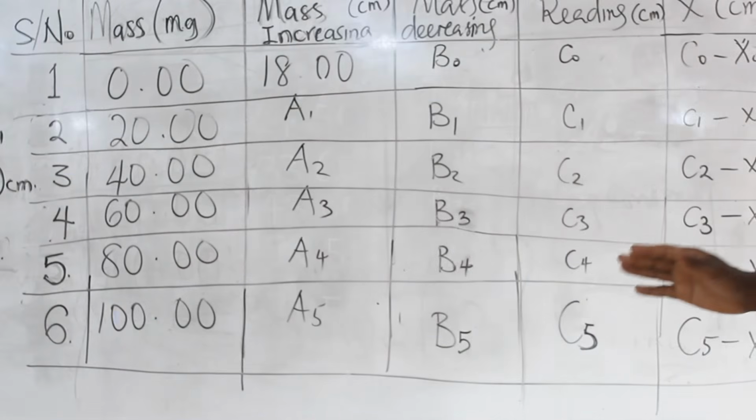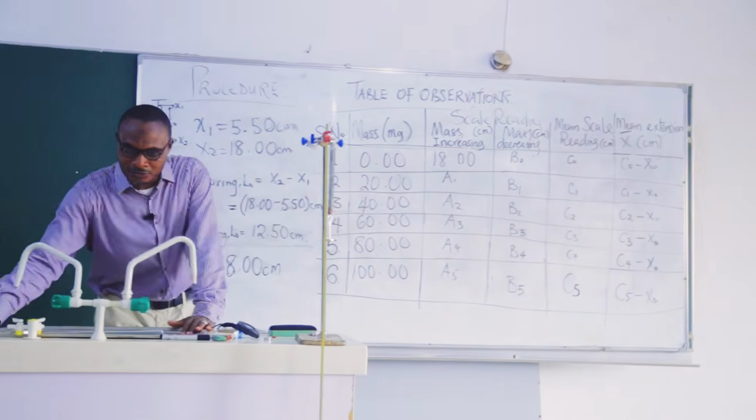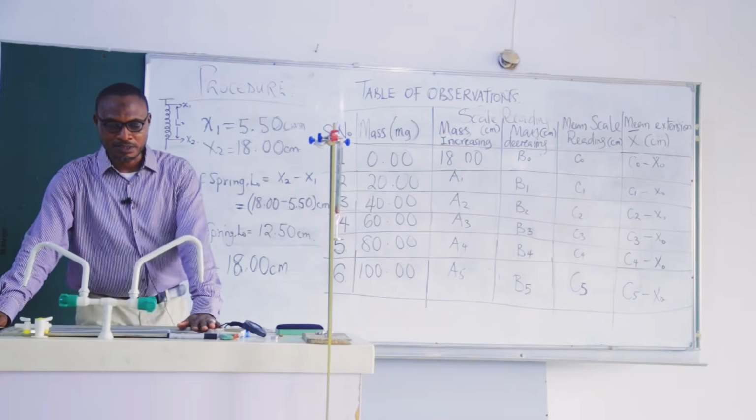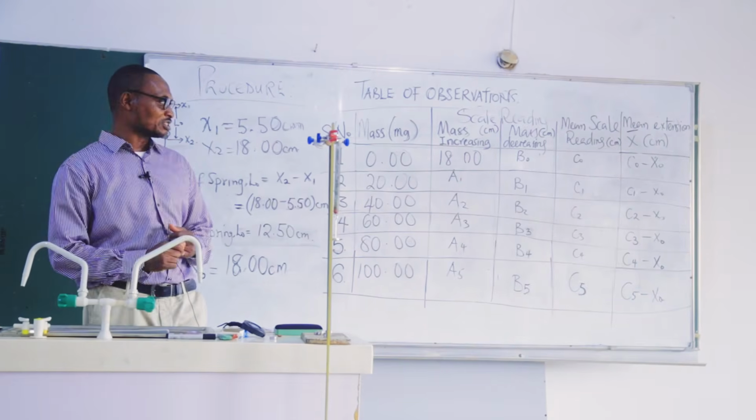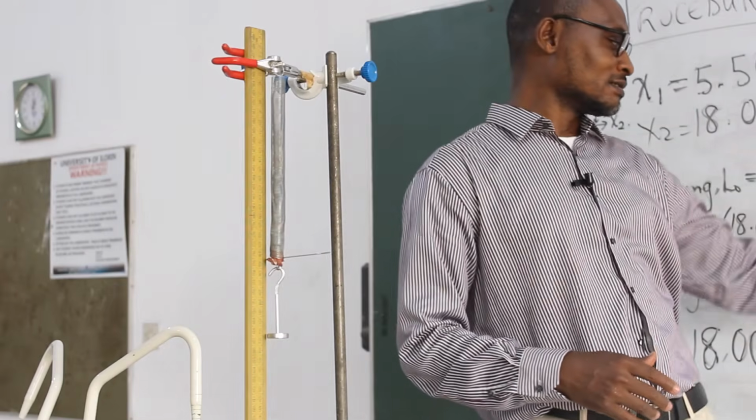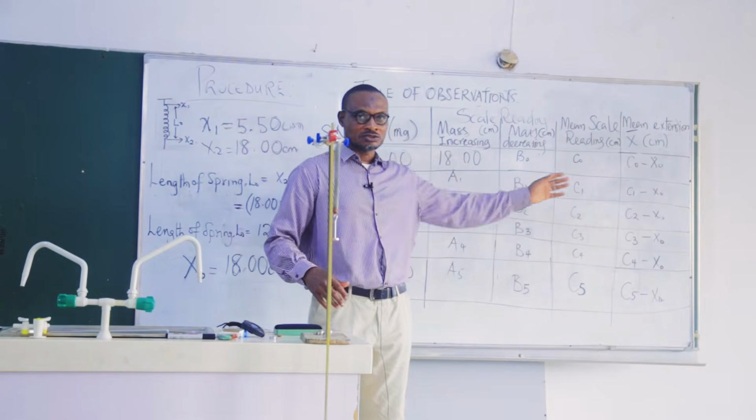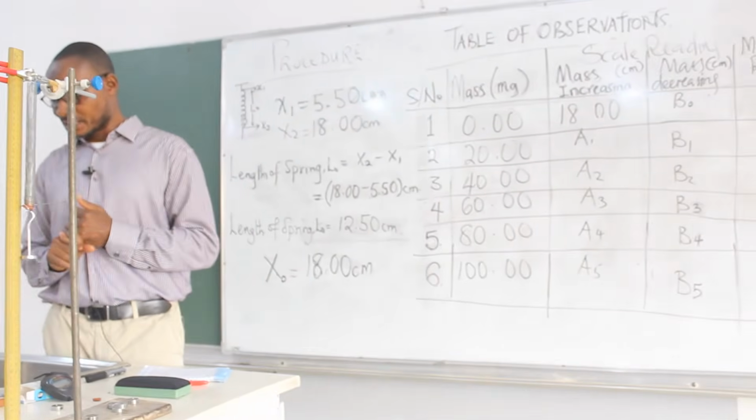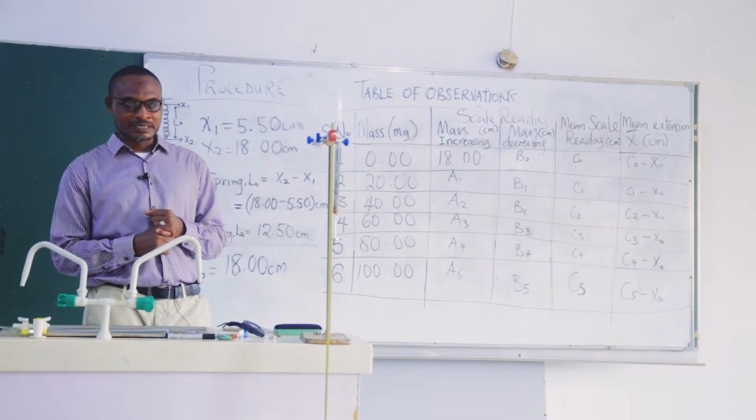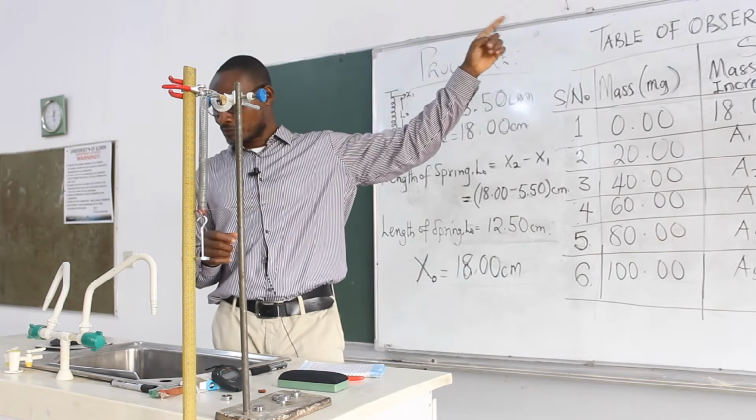So when we are done with this, you are almost getting to the end of the experiment. What you do next is go straight to the questions. The first question says plot the graph of X, that's extension, against the mass. These are the column for the masses, and those are the column for the extension. So we are going to plot the graph. Plot the graph of M against X, and from its slope, determine the value of the spring constant. To get this, you refer back to the background theory, then you'll be able to answer that.